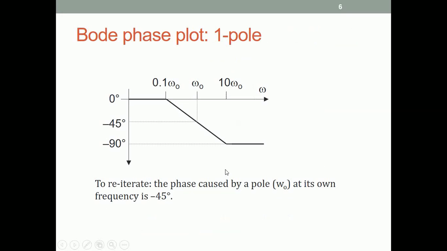Okay, so here is the Bode phase plot, the approximate phase plot. In approximation, if we plot phase as a function of frequency, at omega naught the phase is minus 45 degrees. At a frequency 10 times smaller, we say approximately the phase is 0. At a frequency 10 times larger, we say approximately the phase is minus 90 degrees. So this is an approximate phase plot of the transfer function with a single pole.